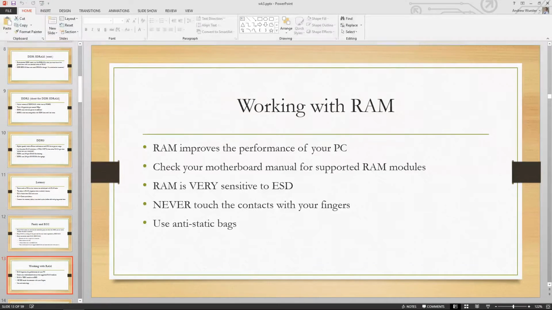Either way, doesn't matter. RAM is one of the most sensitive components to ESD, so keep that in mind when you're handling it. Make sure you use your anti-static bags and wrist straps just to be careful with that.